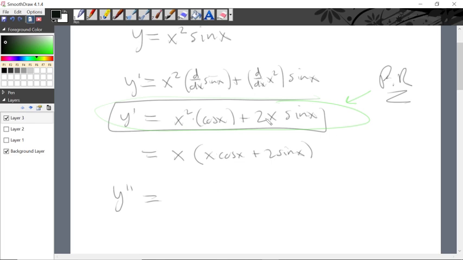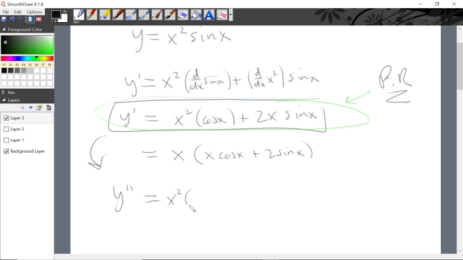Up here, we use 2 separate product rules, right? So it's up to you. Either way, you're going to get ultimately the same result. They should both simplify to exactly the same thing. All right, I'll take this one up here. Okay, so product rule on x squared cosine x.